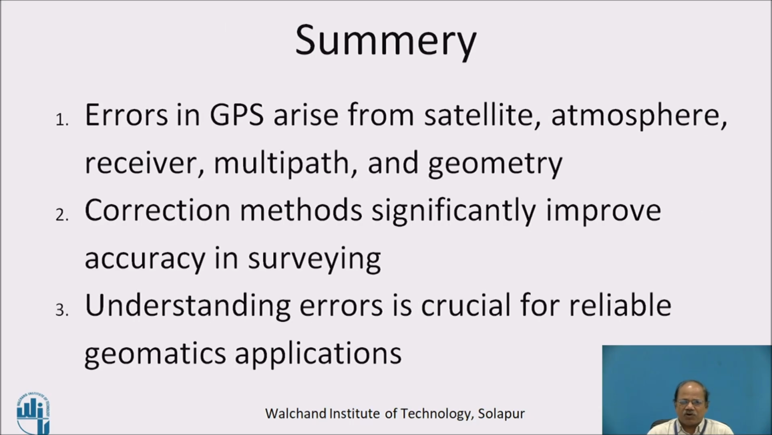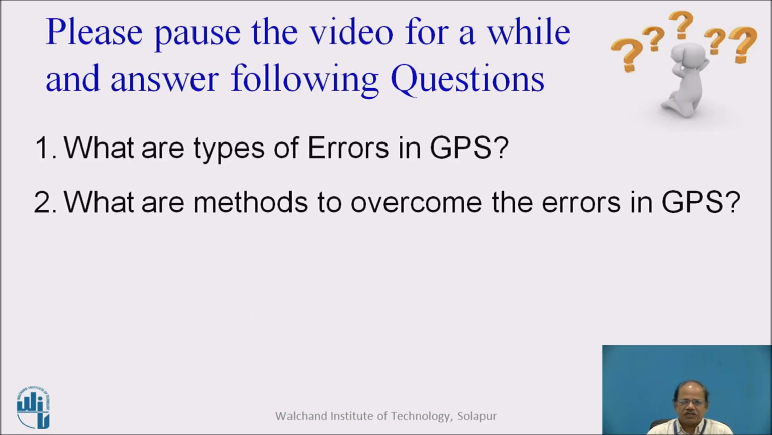This is the summary of what we learned today. Errors in GPS arise from satellite, atmosphere, receiver, multipath, as well as geometry. Correction methods we have just now discussed, and understanding error is crucial for reliable geometrical applications.